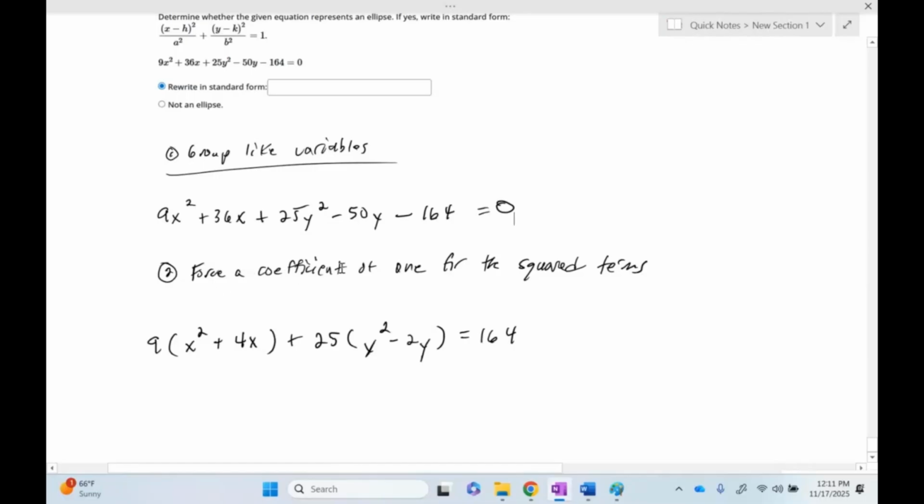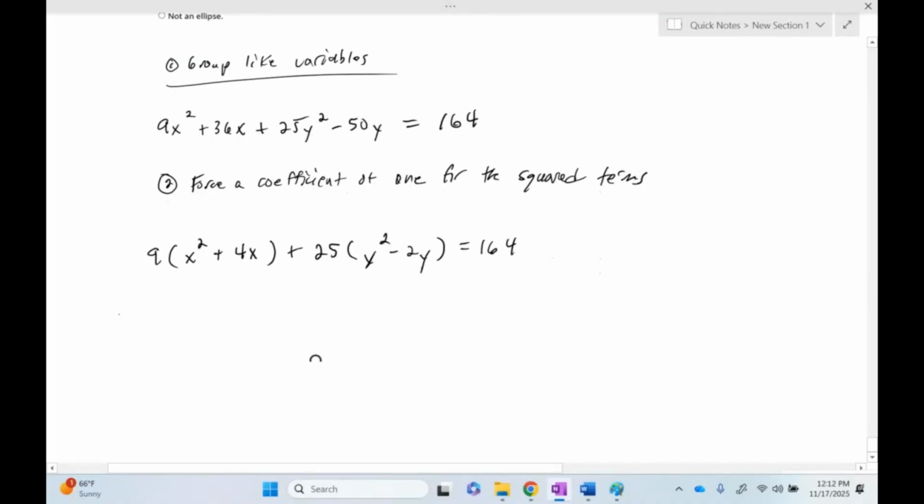So notice for this second step, before that I subtracted that 164. It's originally minus 164. But when I group my like variables, I just want you to notice this. Notice how when that negative 164 is moved to the opposite side, it becomes positive. So now I want to complete the square. And this is where you got to be careful.